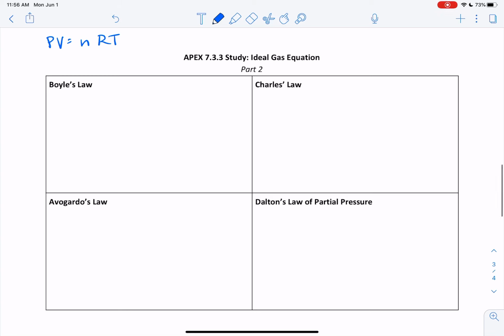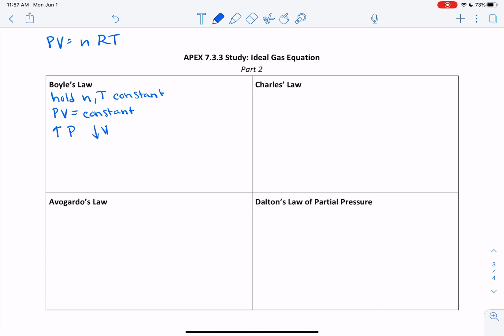So Boyle's Law, this is what deals with just pressure and volume. Boyle's Law says if you hold your number of moles and your temperature constant, then your equation becomes pressure times volume equals a constant. What that means is that if you multiply your pressure times your volume, you should always get a constant number. So if you increase your pressure, in order to make that still constant when you multiply by volume, your volume has to decrease. Okay, so increasing pressure decreases volume. That's what Boyle's Law says.